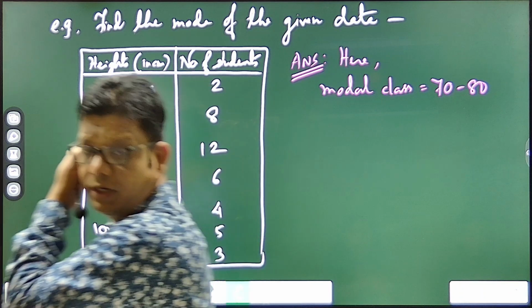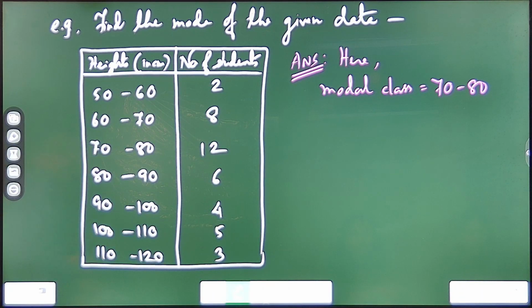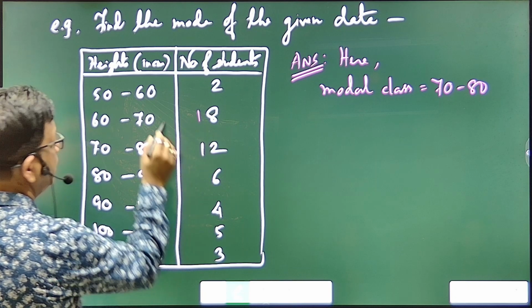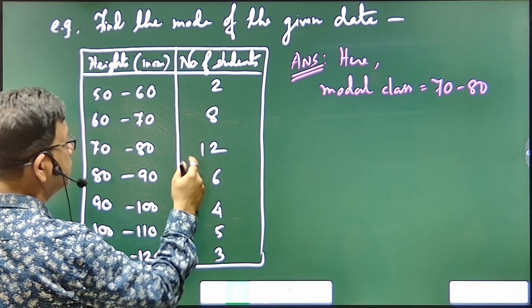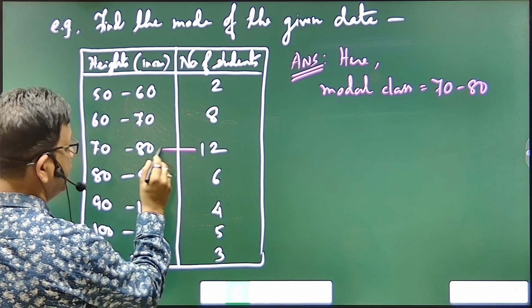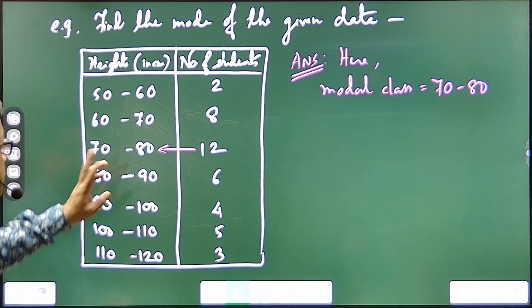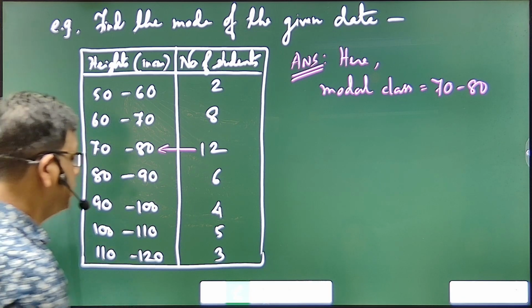So we need to find a modal class by this method. Just need to see the highest frequency. Highest frequency is 12. If it were suppose 18 here, then that would be the modal class. But now in this question, your highest frequency is 12, and that is in the class 70 to 80. So this 70 to 80 is the modal class, right?